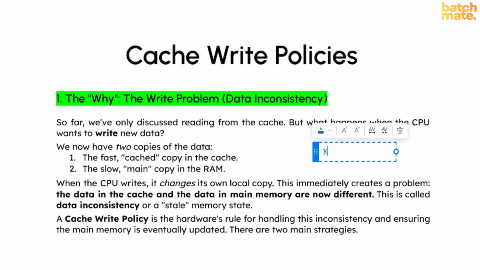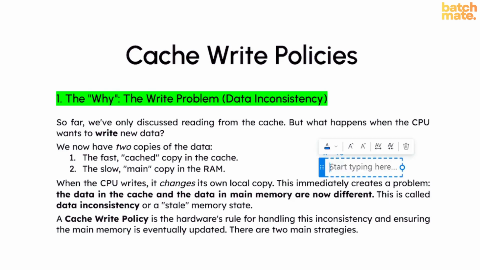Imagine we have a variable x = 10. It lives in the main memory RAM, and we have a copy of it in the cache. Both say 10. Everyone is happy. Now, the CPU writes x = 20. It updates the fast cache instantly, but the slow main memory still thinks x = 10. We now have two different versions of the truth.